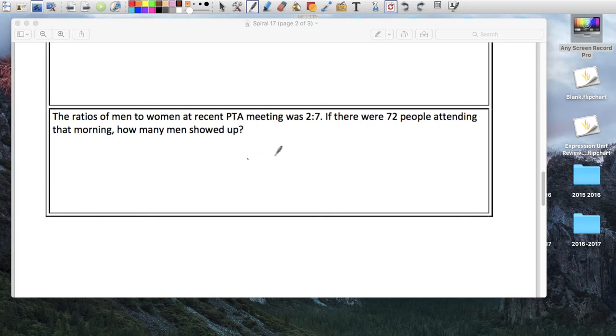So there are a lot of choices here. Let's do it 2 ways. One, I'm going to do a part-to-total ratio table. There were 2 men, 7 women, for a total of 9 people attending.